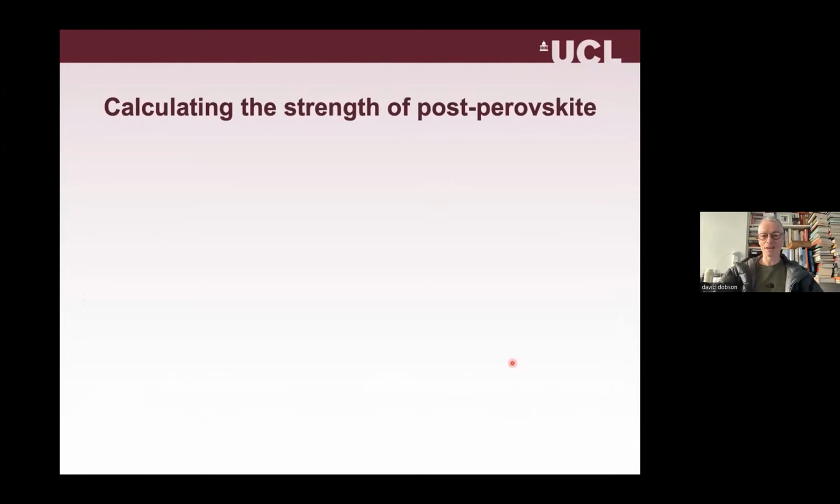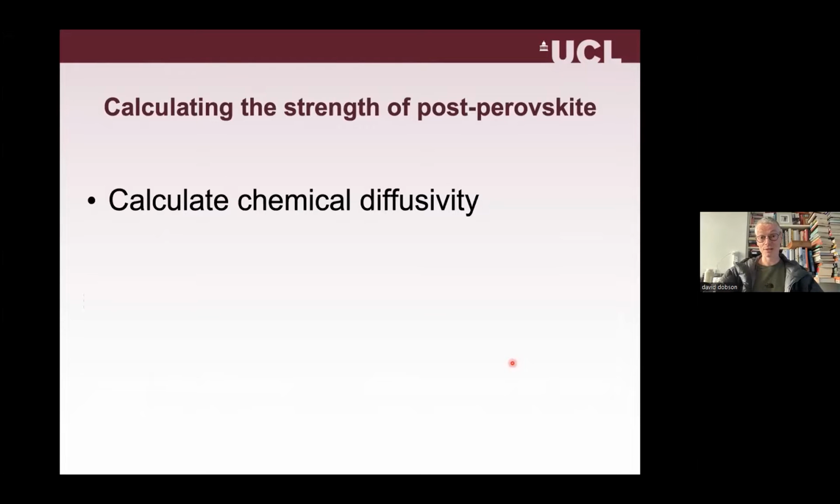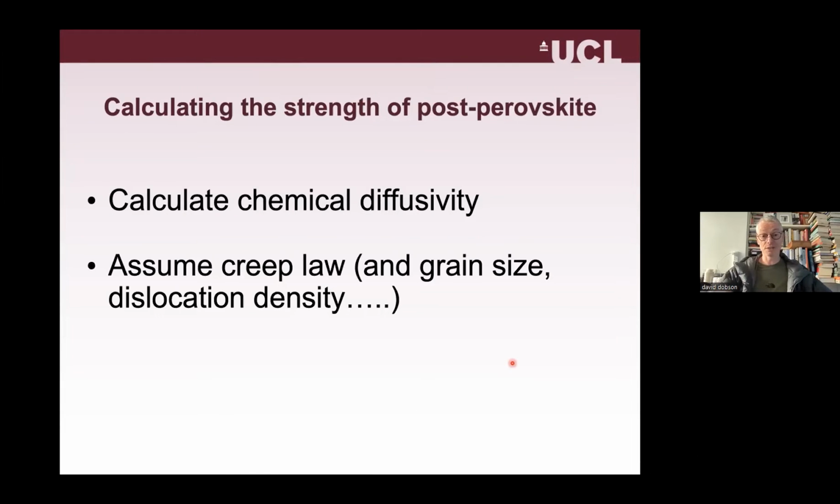Let's talk about how you calculate the strength of post-perovskite, because post-perovskite is only stable above 120 gigapascals, so we can't do the experiments. So we have to calculate the chemical diffusivity. We have to assume a creep law, and I'm going to be assuming that it's lattice diffusion creep. And then we calculate the viscosity.